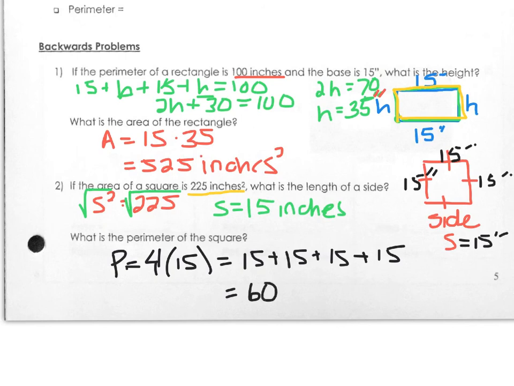Now, what are the units? Is it going to be inches or inches squared? Think about perimeter and what it means. And perimeter is a one-dimensional measurement, so it's just going to be plain old inches.